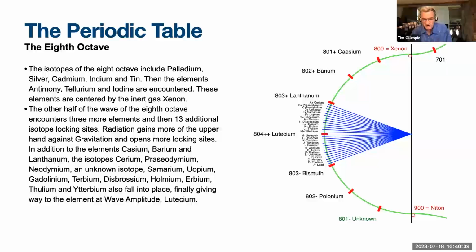And now we're starting to encounter unknown isotopes as well as unknown elements, where Dr. Russell has marked the position. So we know these locking positions must support isotopes and elements, but we have not isolated and identified them as of yet. So that shows you where we are in time here.